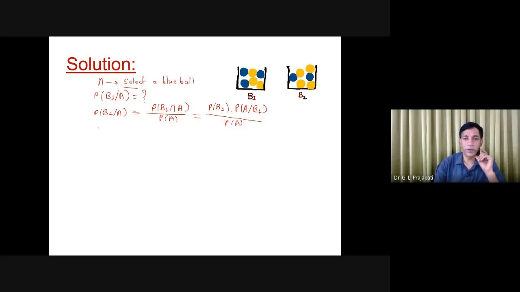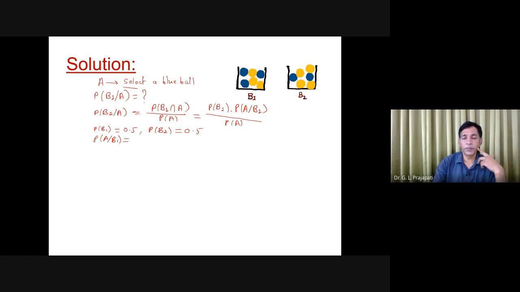You know the probability for B1 and probability for A given B1. What is the probability for B1? Probability for B1 is equal to 0.5. We assume that both are equally likely, so probability for B2 is also 0.5. And what is the probability for A given B1?